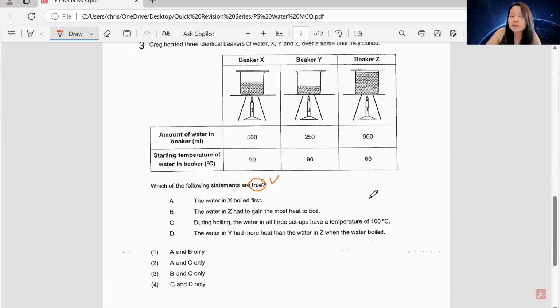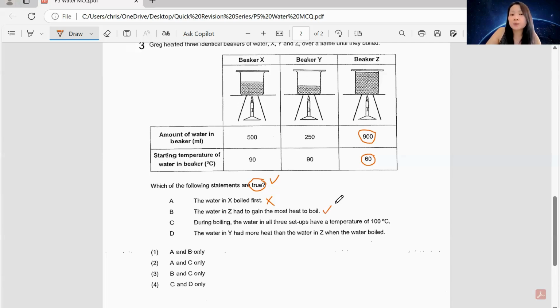Do you think it boiled first? No, because at 90 degrees, the amount of water is 500, so it will not be the first to boil. In fact, the first to boil will be at 90 degrees Celsius, beaker Y, because it has the least amount of water. So this one is wrong. Now, statement B, the water in Z had to gain the most heat to boil. At 60 degrees Celsius and having the most amount of water, it will definitely have to gain the most heat in order to boil at 100 degrees Celsius. So this is the true statement.